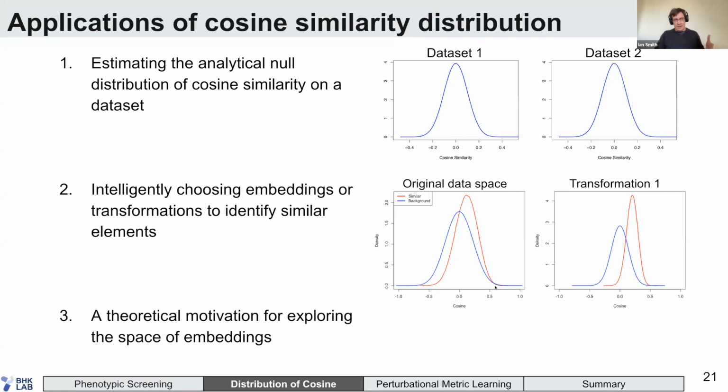Secondly, as motivated by how transformations can improve statistical power, we can intelligently choose embeddings or transformations to identify similar elements, which is what we want to do with perturbational data. And this provides a theoretical motivation for exploring the space of embeddings, in that a simple linear transformation on your data can change the covariance structure in an interesting way.